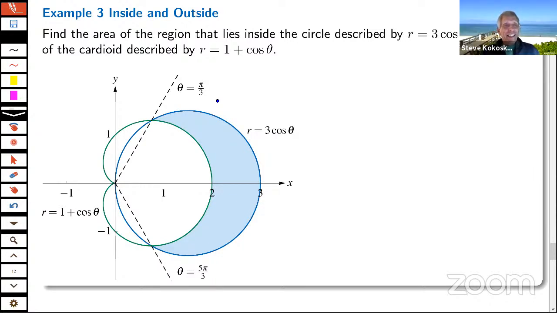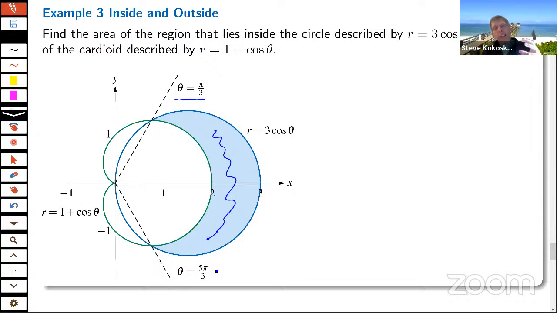So, let's see if we can find the area of the region that lies inside the circle described by r equal 3 cosine theta, and outside of the cardioid, here's another cardioid, described by r equal 1 plus cosine theta. So once again, I've taken the liberty of drawing both of these polar curves, and I've shaded in the region. So I've got to find the area of this blue shaded region. And I'm going to show you this on the next page, but I know I found that these two curves intersect when theta is equal to pi over 3 and when theta is equal to 5 pi over 3.